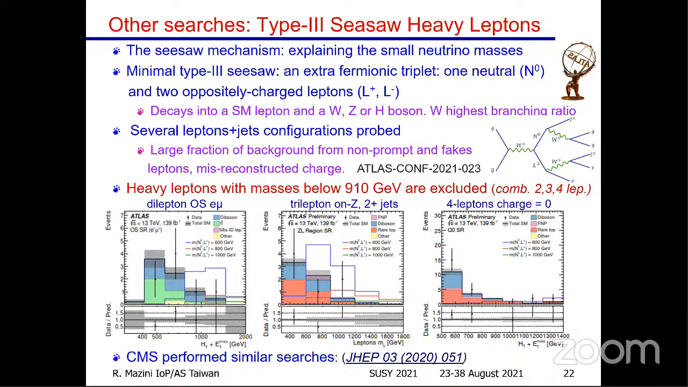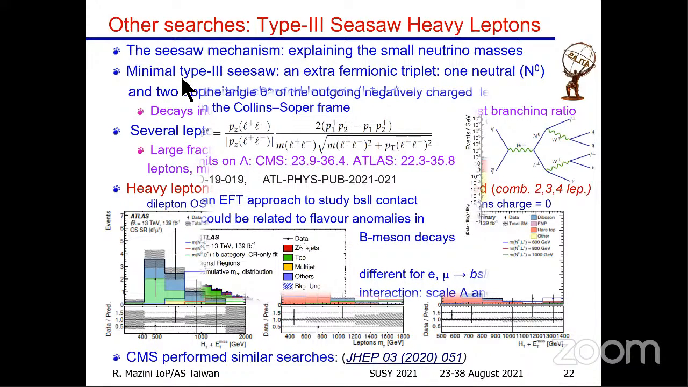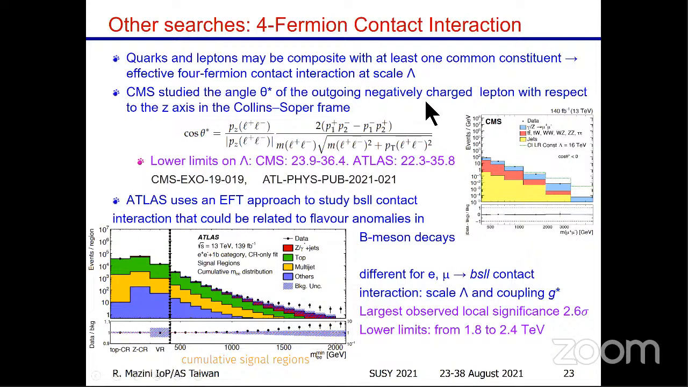The last item in this talk is fermion contact interactions. Quarks and leptons can be composite with at least one common constituent, which gives effective fermion contact interactions at a scale lambda. CMS actually used this theta star angle of the outgoing negatively charged leptons as defined here. Once they compare the negatively charged particle distribution with the standard model background prediction for these searches, they can set limits on these lambda parameters. Both ATLAS and CMS have consistent limits between around 22 to 23 TeV up to 36 or 37 TeV. Okay.